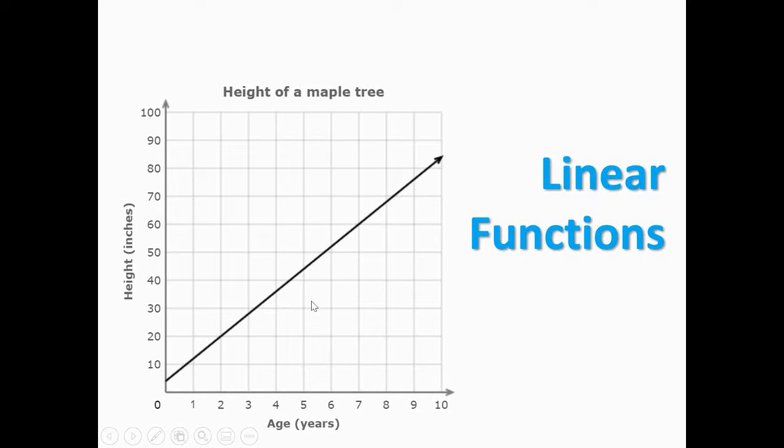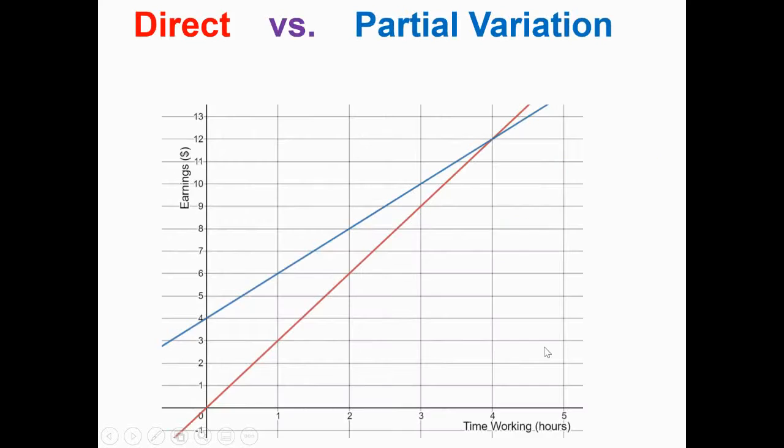Here we have a good example of a linear function. We see something in the real world that is modeled with a line. We'll talk about this example very soon. To begin our conversation about linear functions, we need to differentiate between direct and partial variation.